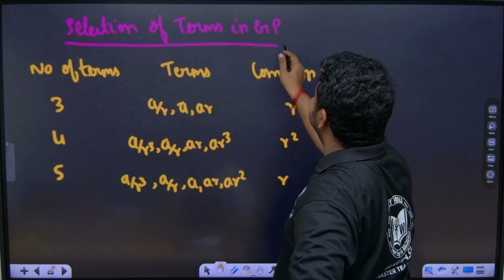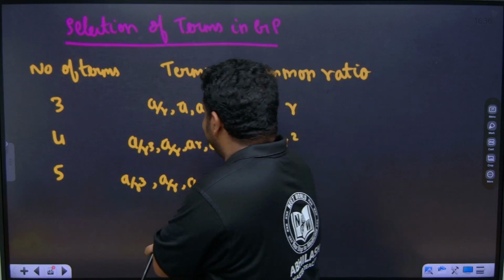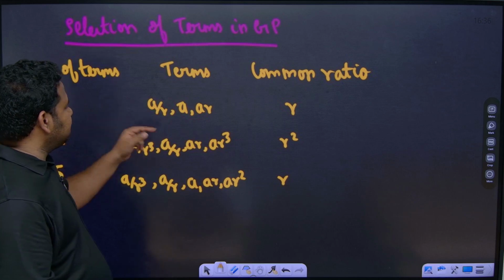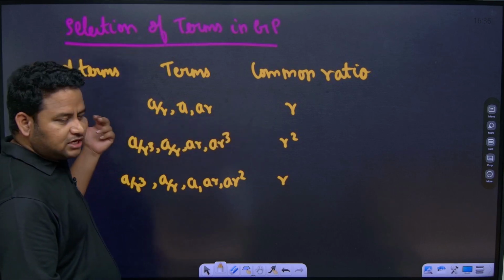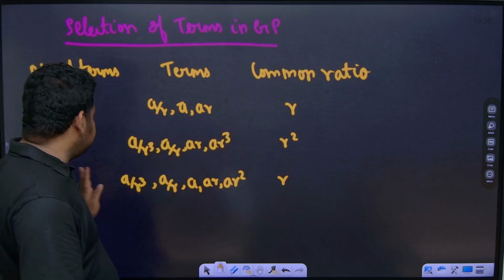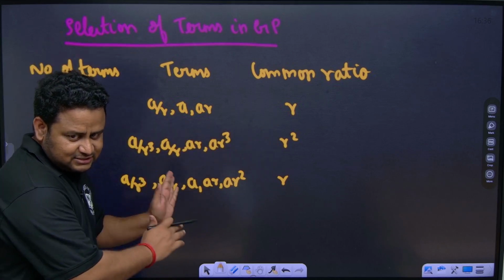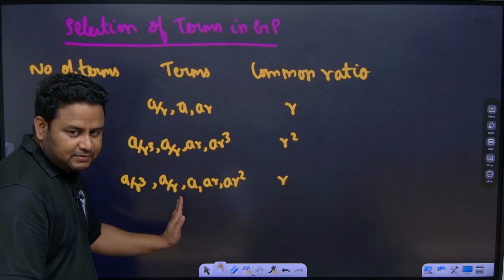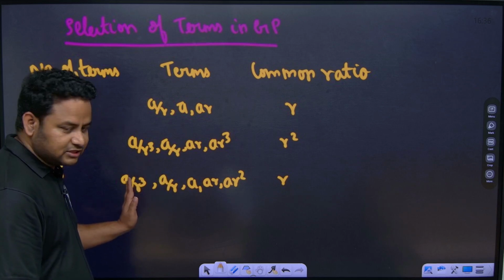Selection of terms in GP. So number of terms and common ratio. Here you should be careful. Three terms means it is A by R. If it is an odd number of terms, the common ratio is R. If it is even, you have to take A, to the right of A, you should take AR square. Here A by R, A by R square, A by R cube, like that.